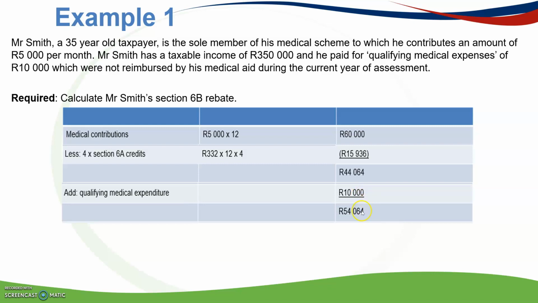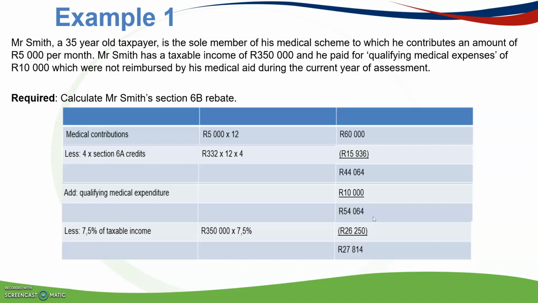To get to the next part of our calculation, the other important thing in terms of calculating 6B credits for a taxpayer that is younger than 65 is their taxable income. You will need to take 7.5% of taxable income. And where do we get the taxable income? We get it over here. We are given that the taxable income of the taxpayer is 350,000, right? So you take the 7.5% of the taxable income. That is where we get this amount of 26,250.